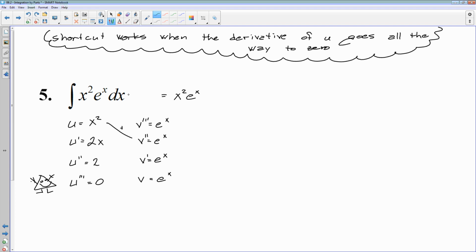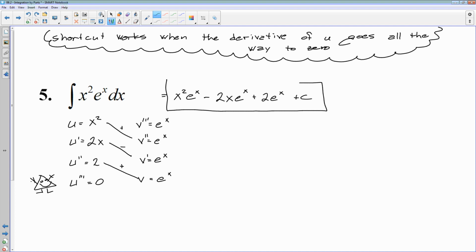So I start off doing positive, and normally we go straight to the left. But instead of going down to v prime and then straight to the left, on this shortcut we keep moving down diagonally and we alternate signs. So I'm going to do u prime times v prime. I'm going to do u double prime times v, and you alternate the signs of the product, and that would give me x squared e to the x minus 2x e to the x, and then plus the product of 2 e to the x. And then you actually don't even have to use the last line. That's your answer. That is the full antiderivative.